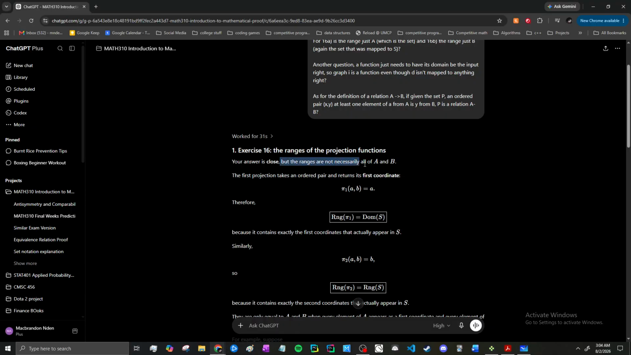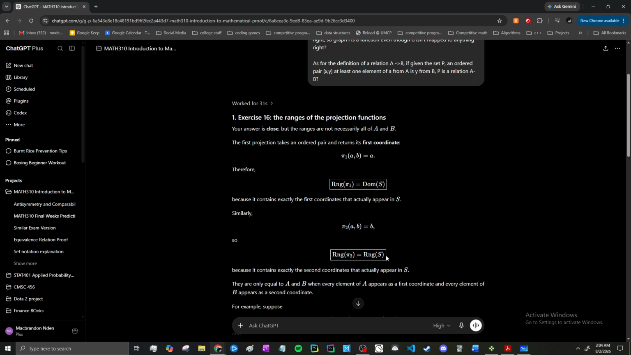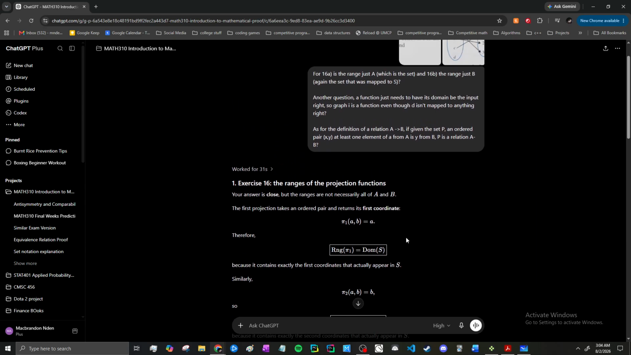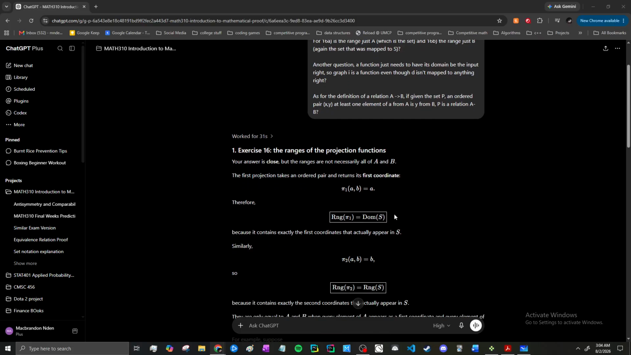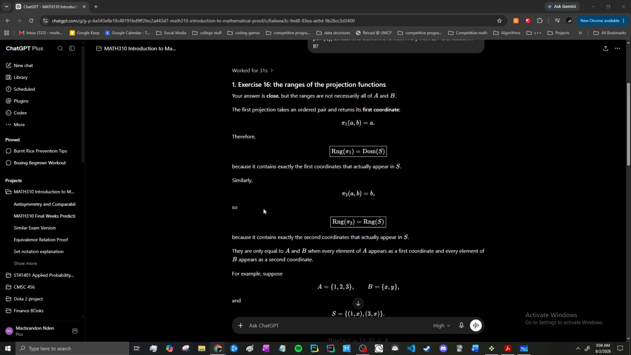Your answer is close, but the ranges are not necessarily all of A and all of B. The first projection takes an ordered pair. Yes? Oh, the domain of S. The range of S. I mean, that's kind of what I meant, right? Domain of S, because similarly T.